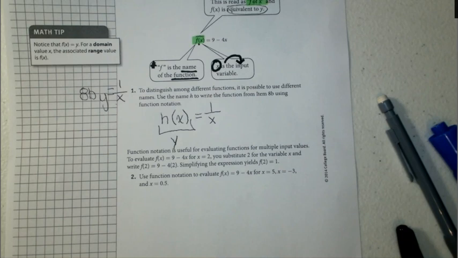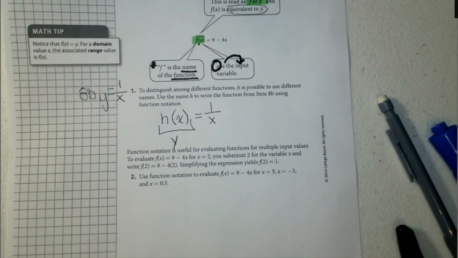Okay? Function notation is useful for evaluating functions for multiple input values. To evaluate f of x equals 9 minus 4x for x equals 2, you substitute 2 for the variable x and write f of 2 equals 9 minus 4 times 2. Simplifying the expression yields that f of 2 equals 1.